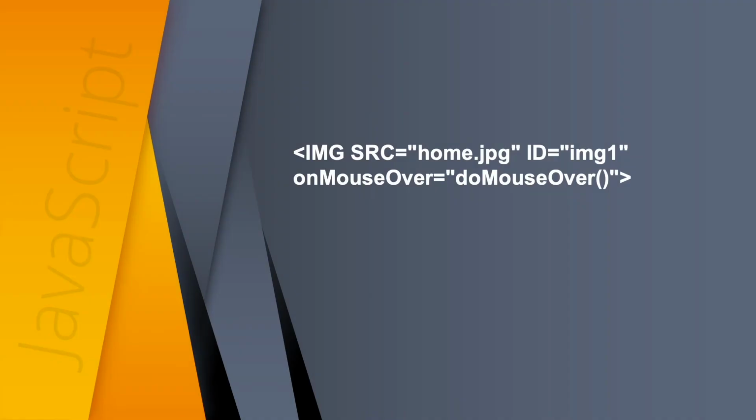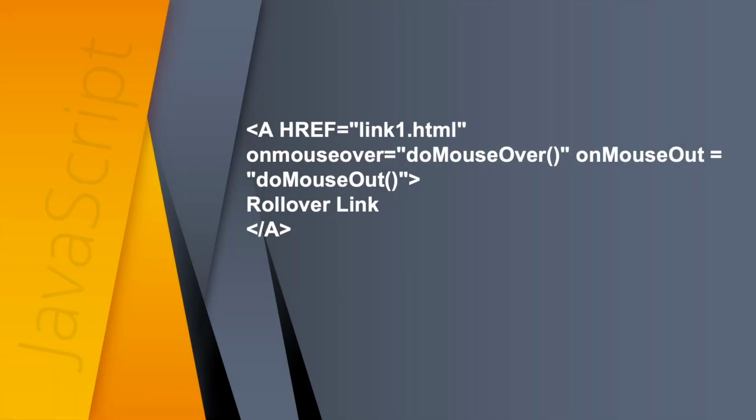We are going to add the following to our image tag. We've added the onMouseOver event to the image, and after an equal sign, we have the name of the function we want to call. Now add the onMouseOver and onMouseOut code to our hyperlink. Let's save the changes and refresh it in our browser. We should see the rollover effect happen when we move our mouse pointer on then away from the hyperlink.